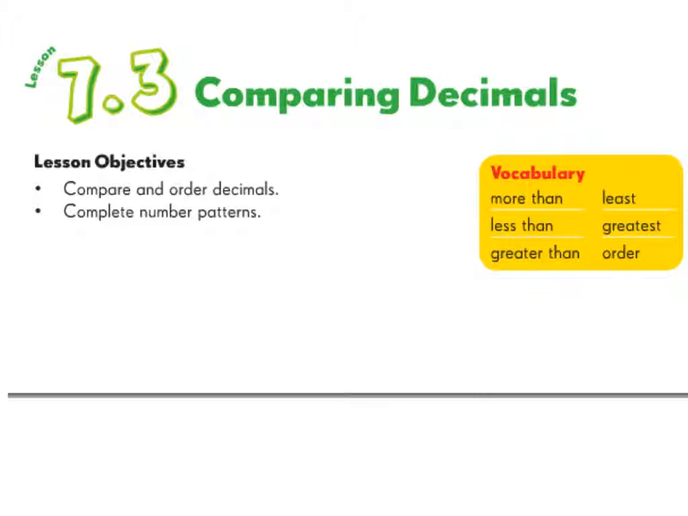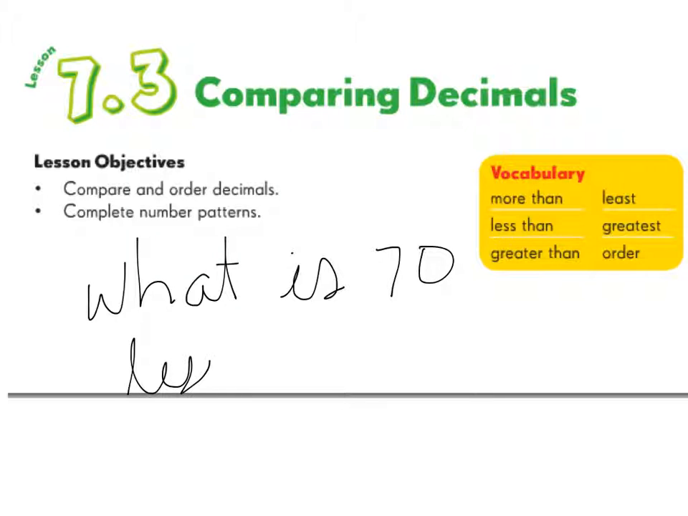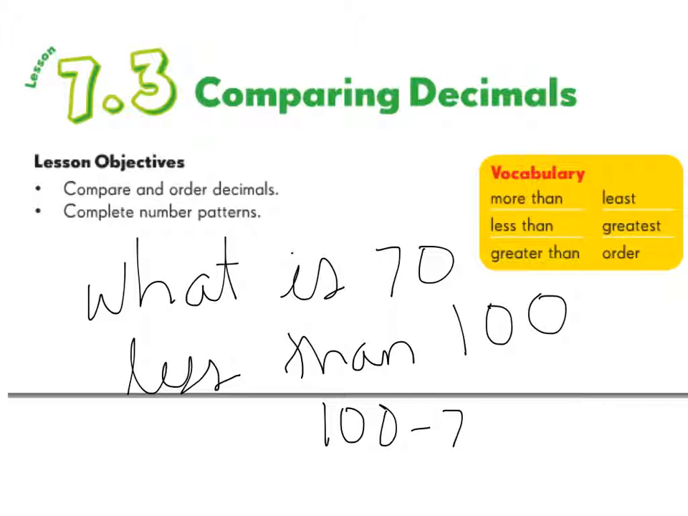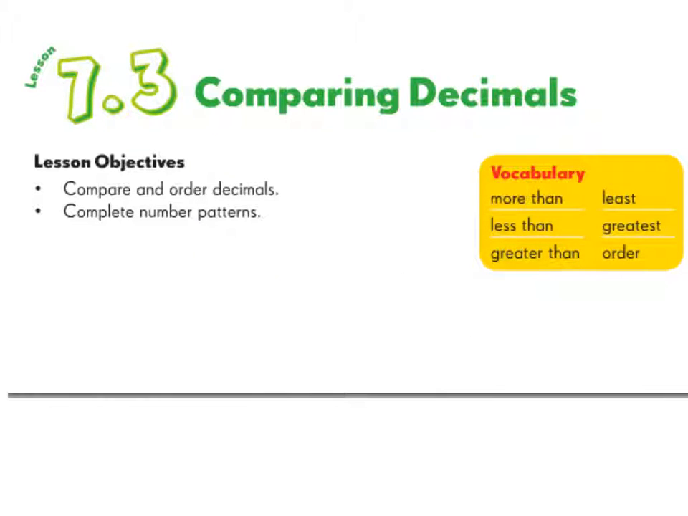We can say, or a question might be, what is 70 less than 100? And that would give us 100 minus 70 equals 30. In that way, we understand more than and less than. Greater than is along the same lines of more than.